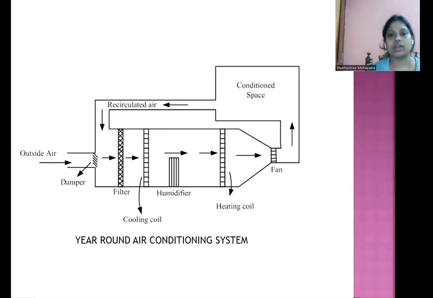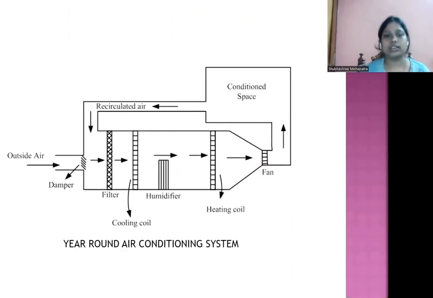Next, the year-round air conditioning system. Here, there is a damper, filter, a cooling coil, a humidifier, heating coil, and fan. This is the conditioned space. So consider the winter season. In the winter season, this cooling coil will be inactive and the humidifier will be active.